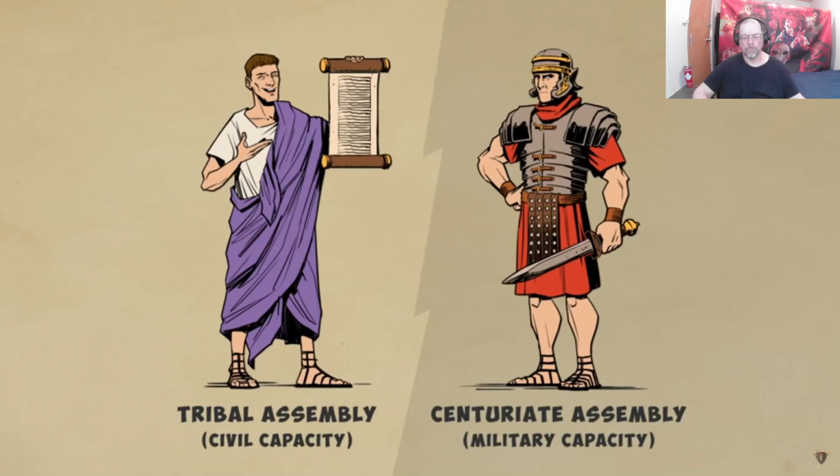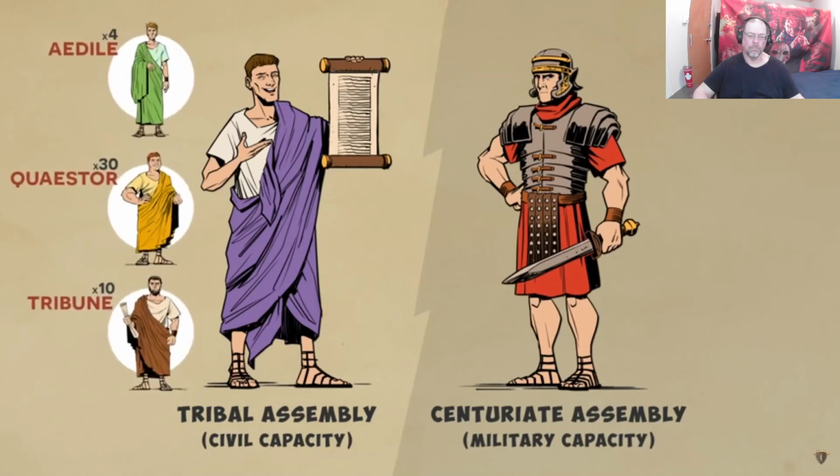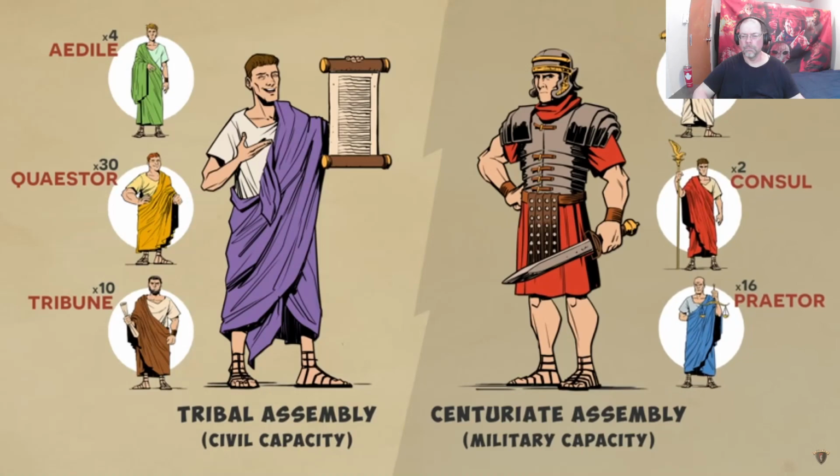The Tribal Assembly, and we'll include the Plebeian Assembly for now, elected aediles, quaestors, tribunes, and other lower officials, while the Centuriate Assembly elected consuls, praetors, and censors.